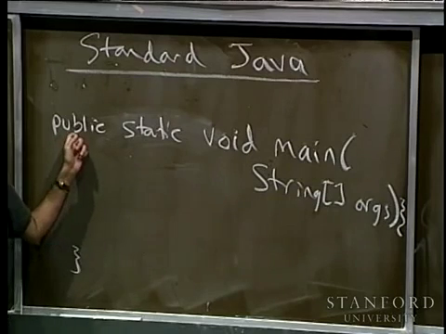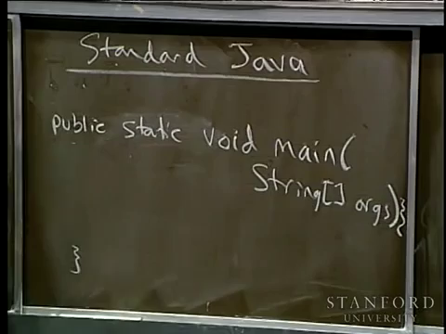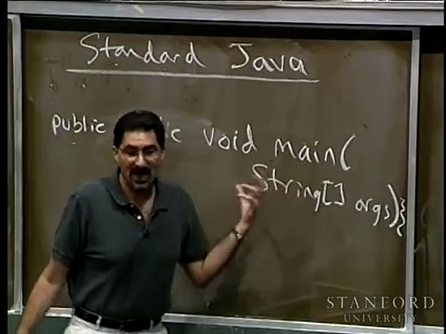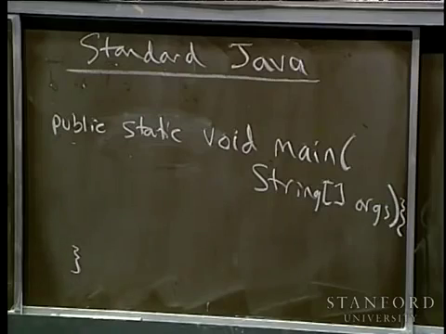Public means it's a public method. You know that, just like all the other public methods you've written. Static means that this is a method that belongs to the class. It's not something that you would call on a particular object, right? So you never have some object, like here's my object x, and I call x.main. Main is just something that gets called.